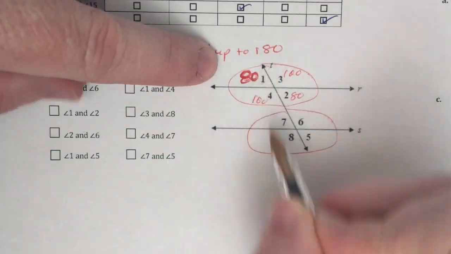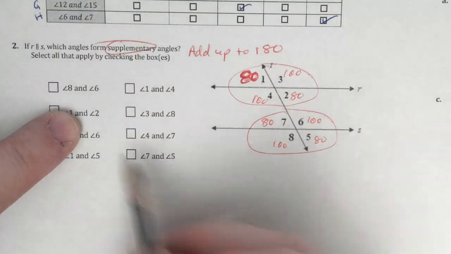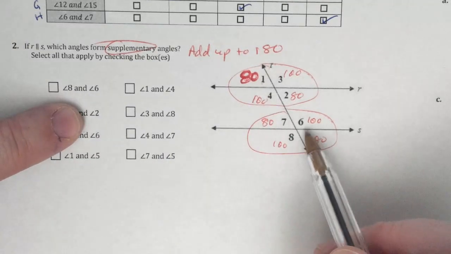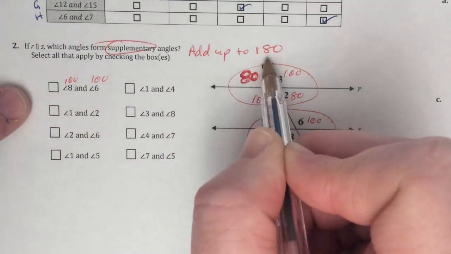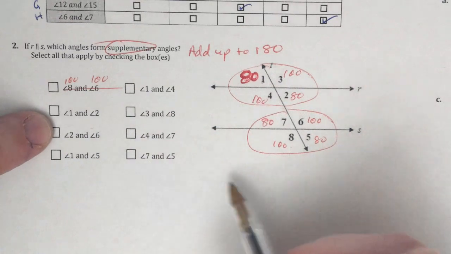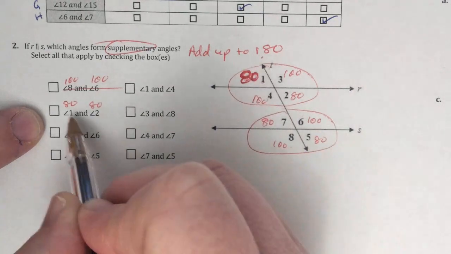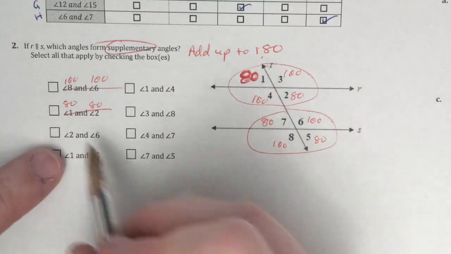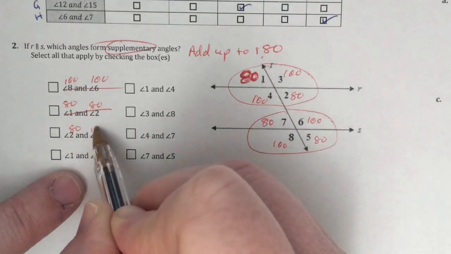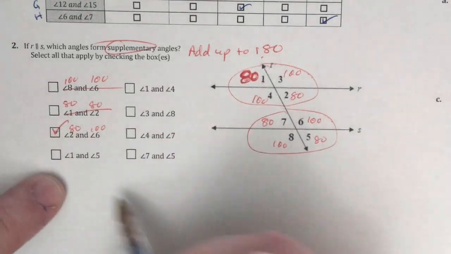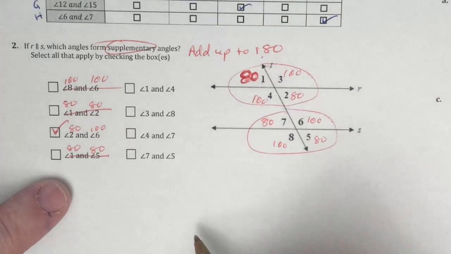Then copy paste. You see the top left corner is 80. This would also be 80, 100, 80, 100. Now take this and put it in here. 8 is 100, and 6 is 100. Does that make 180 degrees? Nope. So that doesn't work. 1 is 80. 2 is 80. Does that make 180 degrees? Nope. How about 2 and 6? 2 is 80. 6 is 100. Does it make 180? Yes, it does. 1 is 80. 5 is 80. Nope, that makes 160, so that doesn't work.